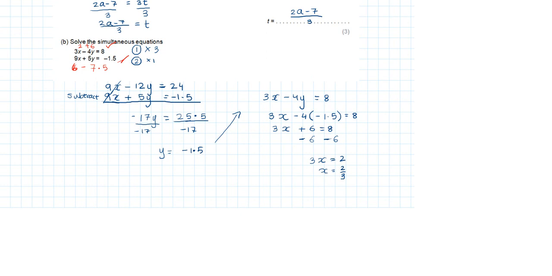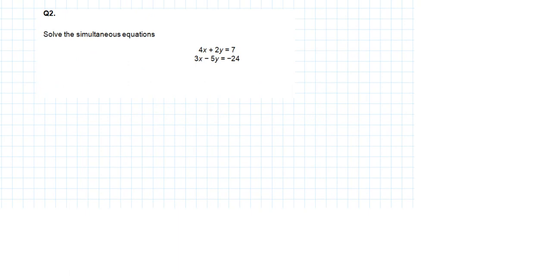Okay, let's move on to the next question. We have 4x plus 2y equals 7 and 3x minus 5y is equal to minus 24. Right, so let's just make the y's the same this time. So that's equation 1, equation 2. So equation 1 I multiply by 5. Equation 2 by 2.